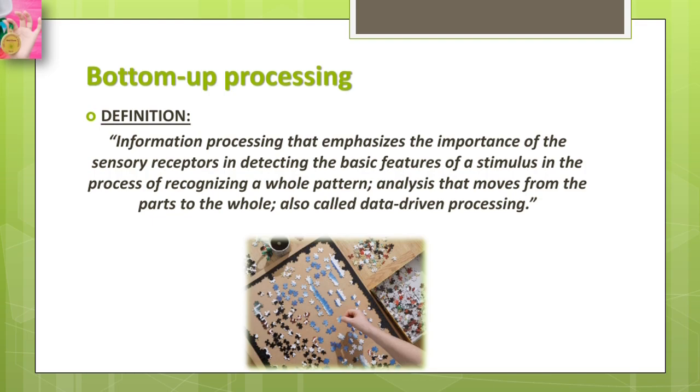Now, bottom-up processing is often at work when we are confronted with an ambiguous stimulus. For example, imagine trying to assemble a jigsaw puzzle one piece at a time, and without knowing what the final picture will be. To accomplish this task, you would work with the individual puzzle pieces to build the image from the bottom up, that is, from its constituent parts.